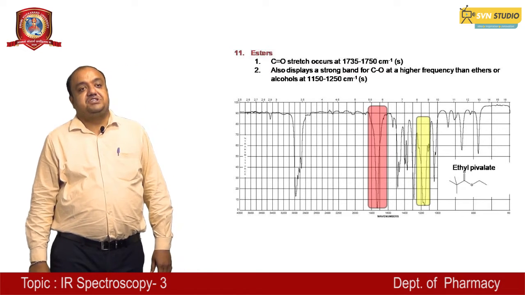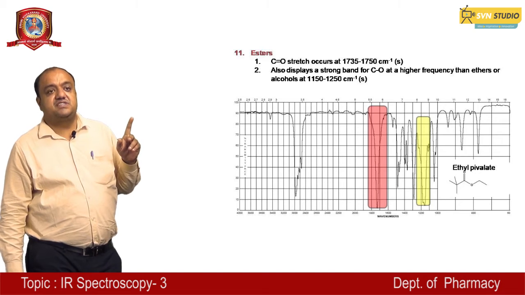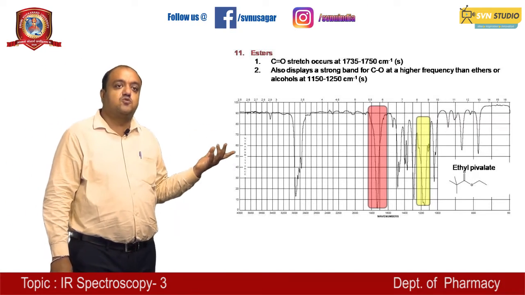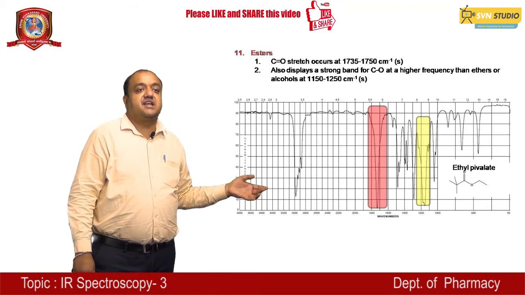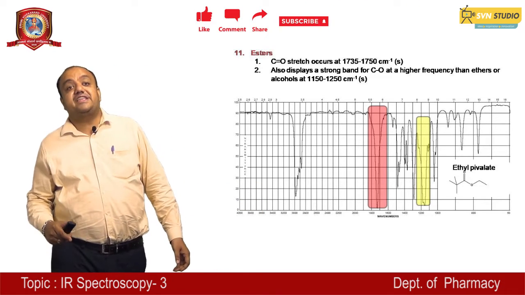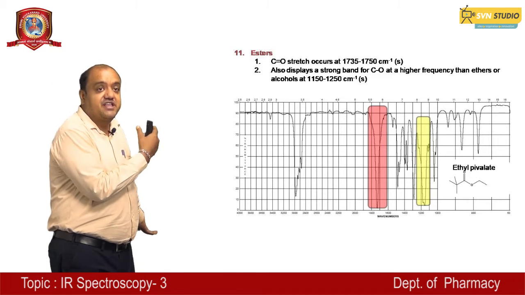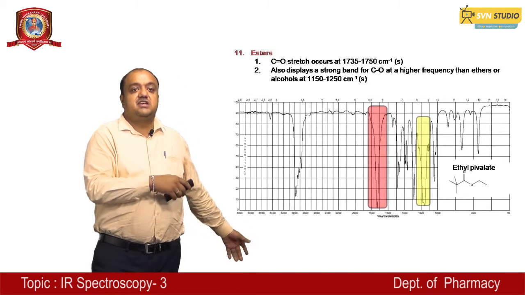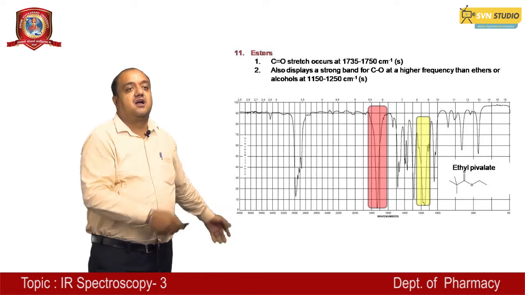Next example is esters. Two regions are there. The first one is the C=O stretch, which occurs at 1735 to 1750 centimeter inverse. The second one is a strong band of C-O at higher frequency than ethers or alcohols, at 1150 to 1250 centimeter inverse. For example, ethyl pivalate, and their regions are shown in this spectra.